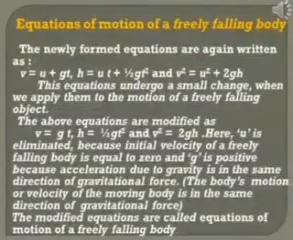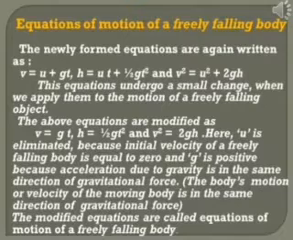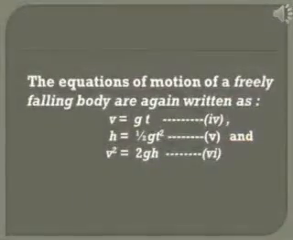Now you are going to see how to derive the equations of motion of a freely falling body. The equations are again written as v = u + gt, h = ut + 1/2 gt², and v² = u² + 2gh.